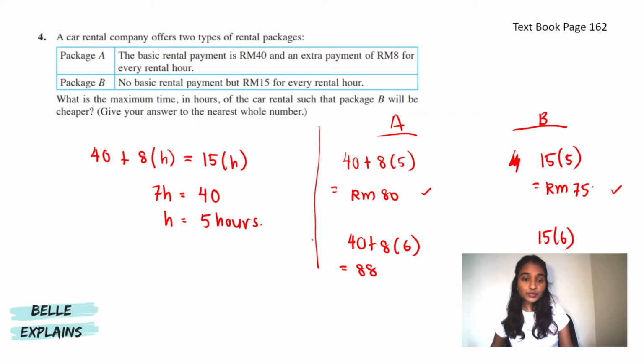So at this point, you see B is exceeding A, right? The question just now asks us, what is the maximum time in hours of the car rental such that package B will be cheaper? So the maximum number of hours should be 5 hours.